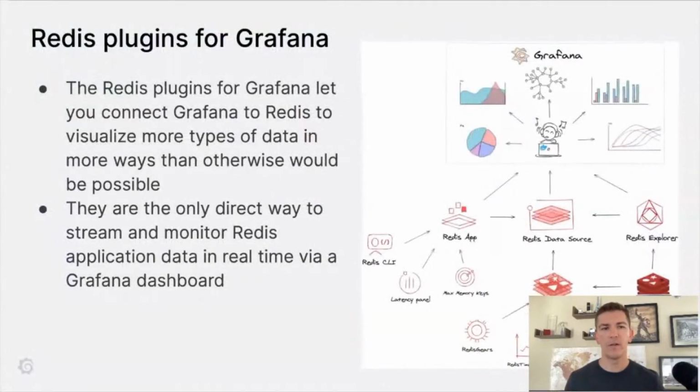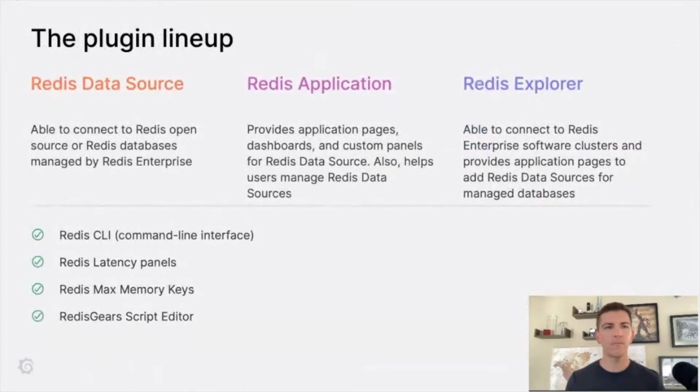Redis plugins for Grafana is the only direct way to stream and monitor Redis application data in real time via a Grafana dashboard. We introduced the Redis data source to retrieve information from the Redis database and Redis modules, and then, to elevate the Redis experience in Grafana, we introduced Redis application plugins. The latest plugin we introduced is the Redis Explorer. The Redis data source is able to connect to Redis open source or Redis databases managed by Redis Enterprise. The Redis application plugin provides application pages, dashboards, and custom panels for the Redis data source.